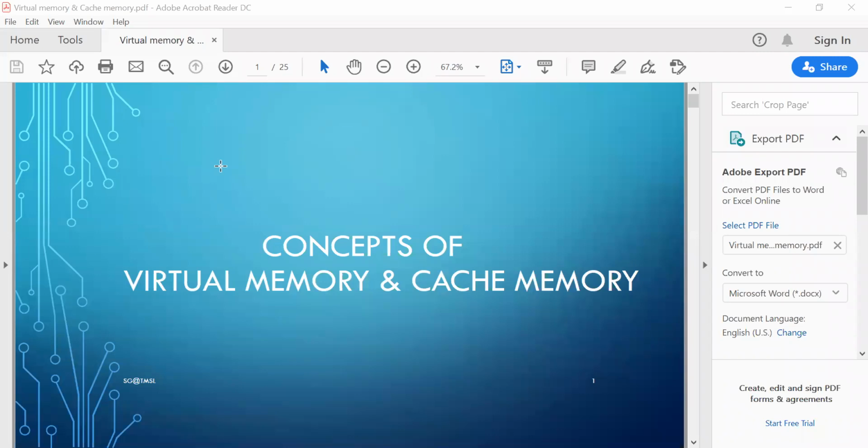So today I'd like to discuss these two memories, virtual memory and cache memory. Without clearing this concept, you can't understand the architecture of 80286 or 486 or Pentium, the most advanced processors. So that's why we need these two memory concepts, virtual memory as well as cache memory. So let's start with the discussion now.